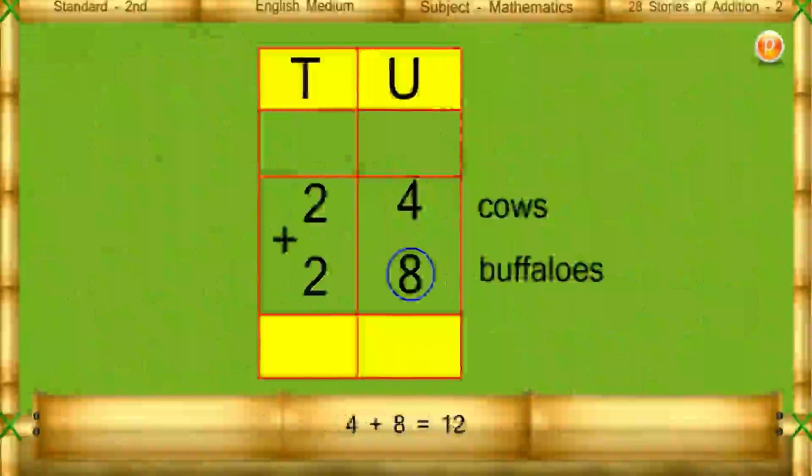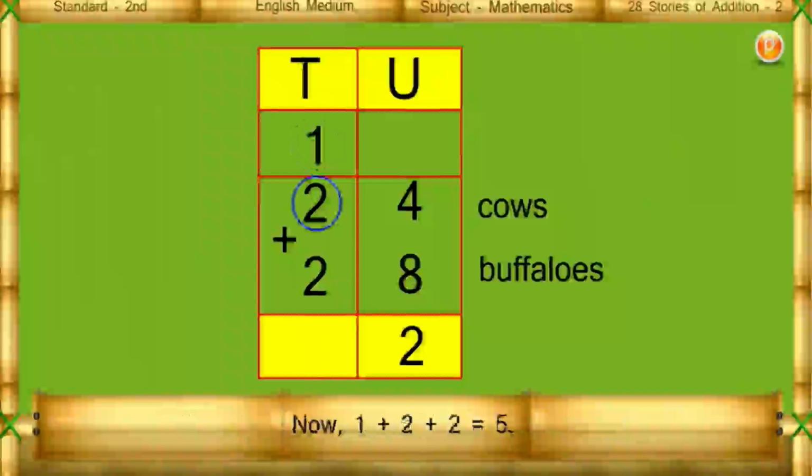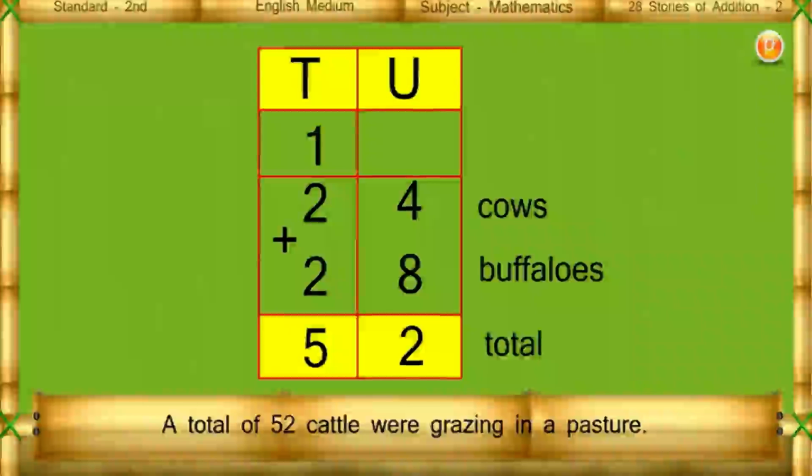4 plus 8 equals 12. 2 in the units place and 1 is carried over. Now, 1 plus 2 plus 2 equals 5. A total of 52 cattle were grazing in the pasture.